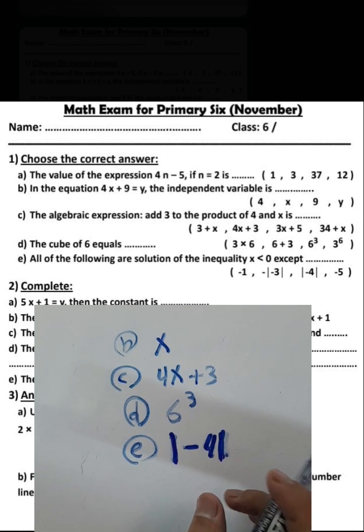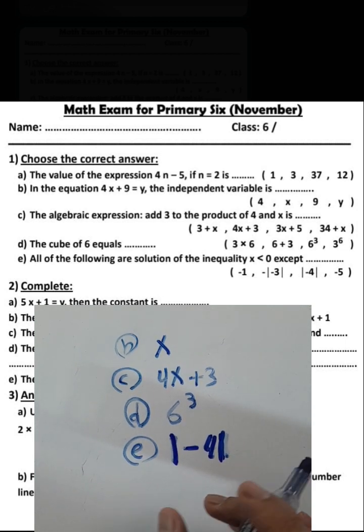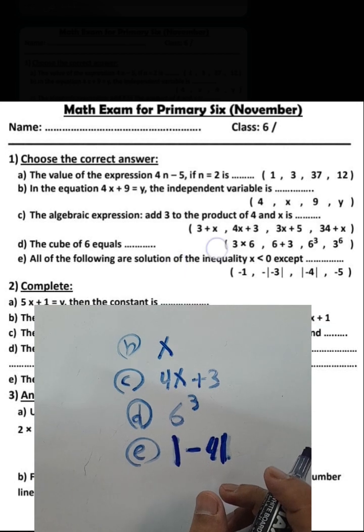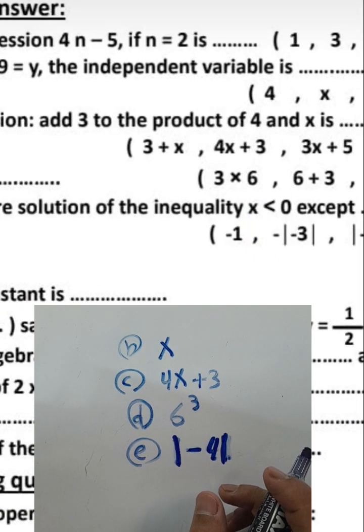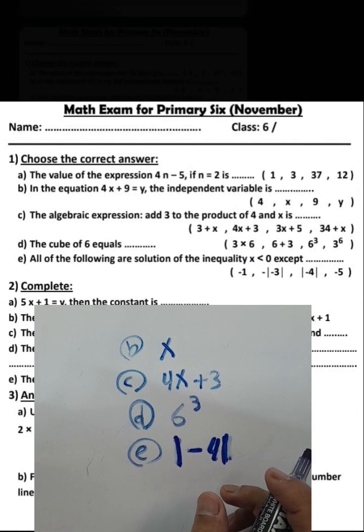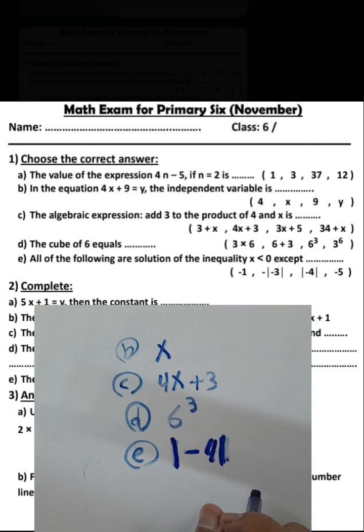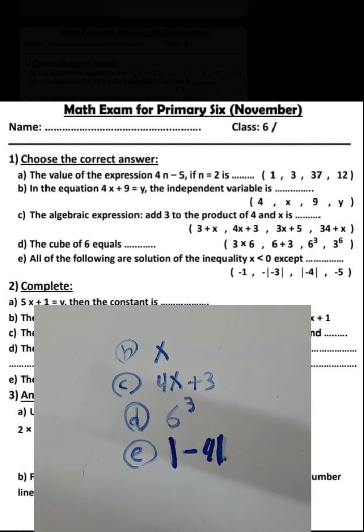You want to find which is not a solution of the inequality x less than 0. Except the absolute value of negative 4, because the absolute value of negative 4 will be 4. It was question number 1. Next, question number 2.